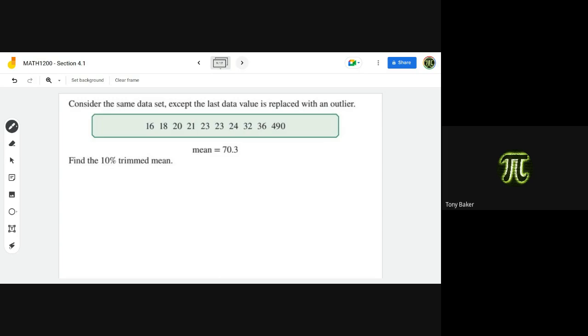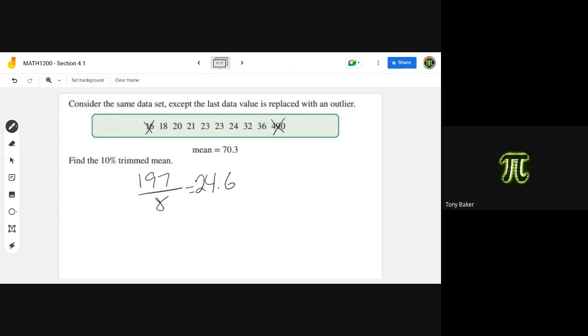So yes, these are the same numbers. We're going to cut off which numbers though? The 16 and the 490. So you should have gotten 197 divided by 8, and it comes out to be 24.6 again.